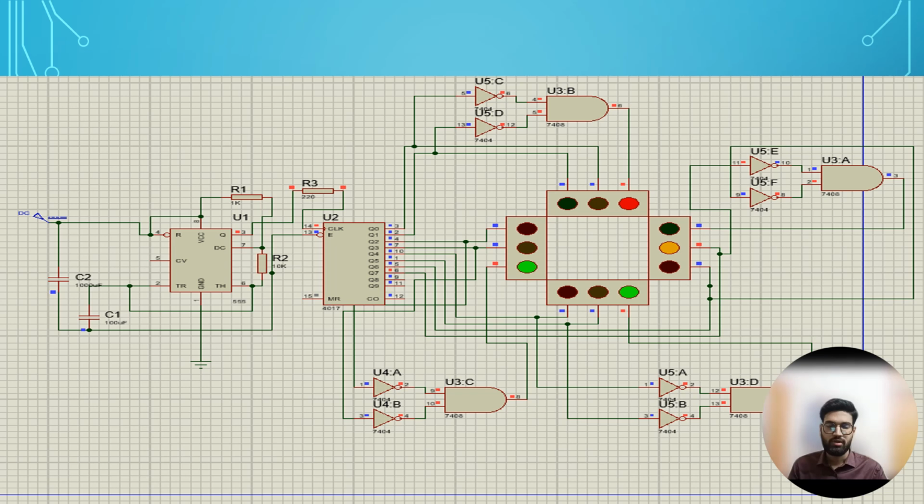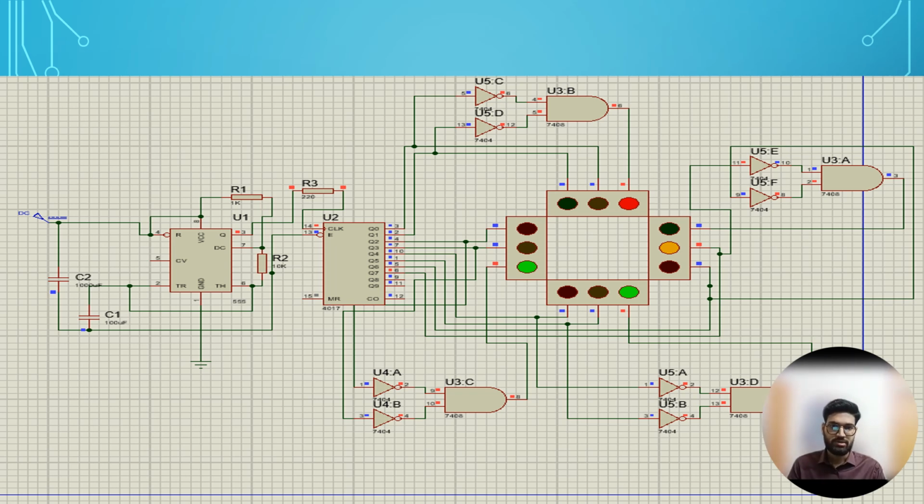Now, let's talk about detection sensors. These sensors detect the presence of vehicles at specific lanes. If no vehicle is detected in a particular lane, the system may skip the green light for that lane or switch to another lane's green light.